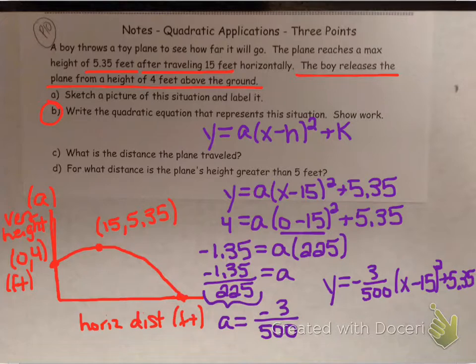So when we get to part C, it says, what is the distance the plane traveled? Well, remember, the plane started here, goes up, and then comes back down to the ground. Like I said, the situation didn't tell us any differently, so it's not like somebody caught the plane, because the problem would have had to tell us that. And so that means we know it's going to come down to a height of 0. And so what we're being asked is, how far horizontally did it travel before it gets back down to the ground at 0?